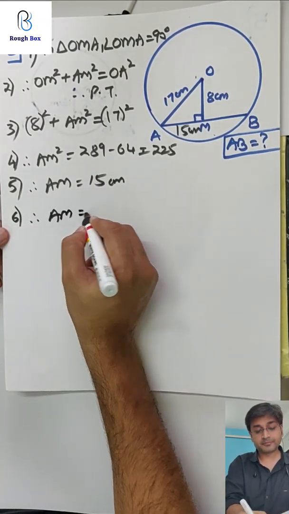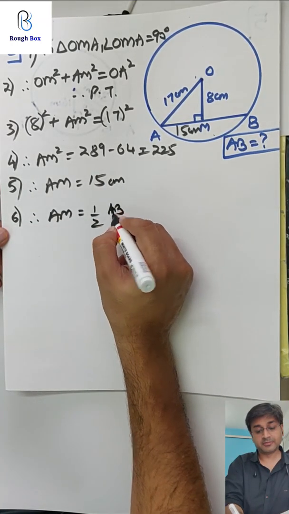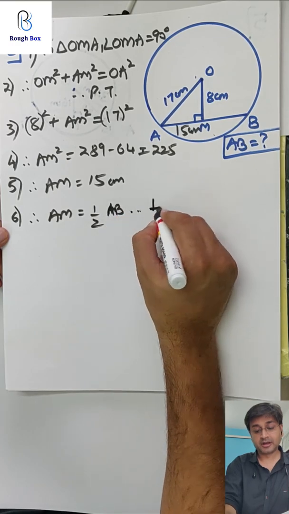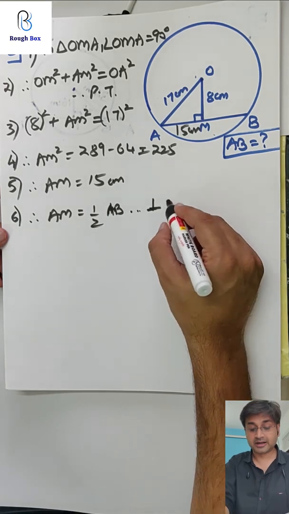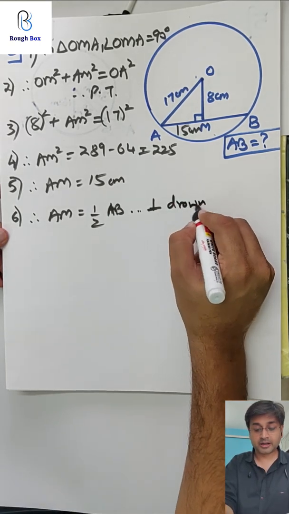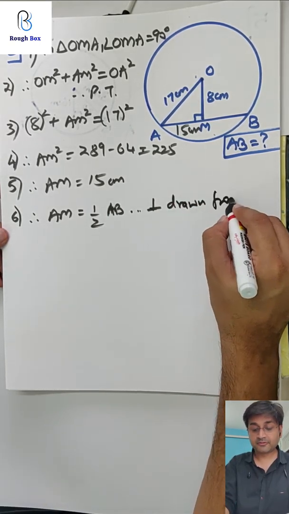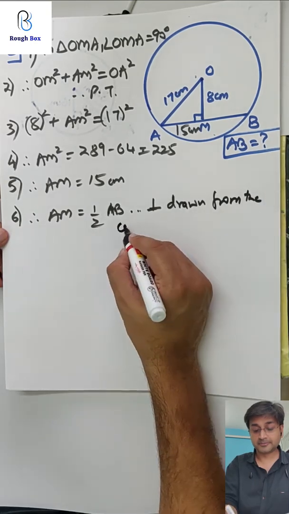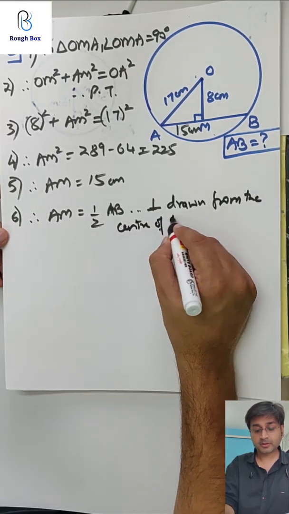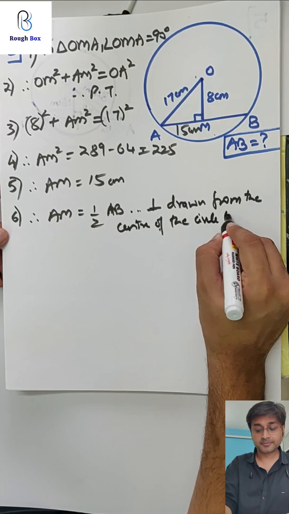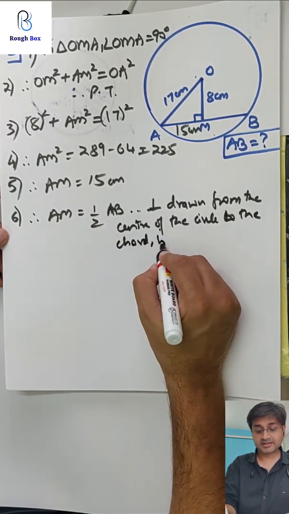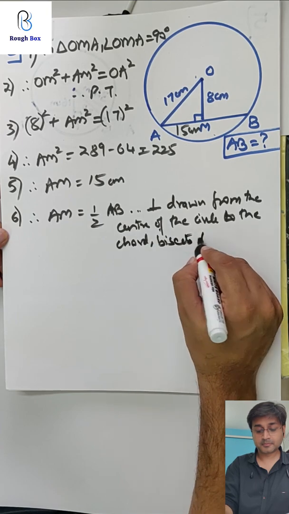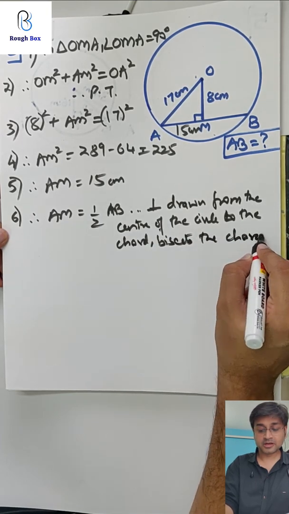Therefore AM is half of AB, but we'll have to write the full statement. Don't write it like this in the exam; use full words, okay, don't forget that. Perpendicular drawn, I'm writing it so that you learn, from the center of the circle to the chord bisects the chord. Yeah, so there you go.